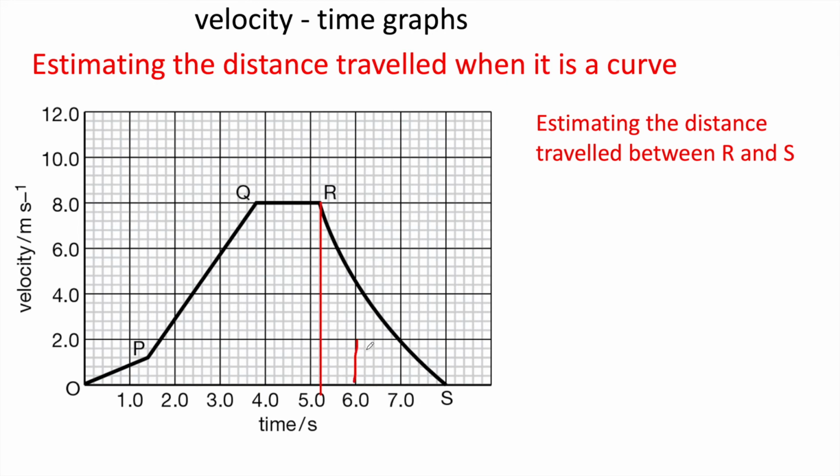So first of all, if you imagine, we're going to work out what the area of one big square equals in terms of distance travelled. So the area of one square in terms of the distance travelled will be 2 times 1. So that represents 2 meters. And then you count up the number of squares.